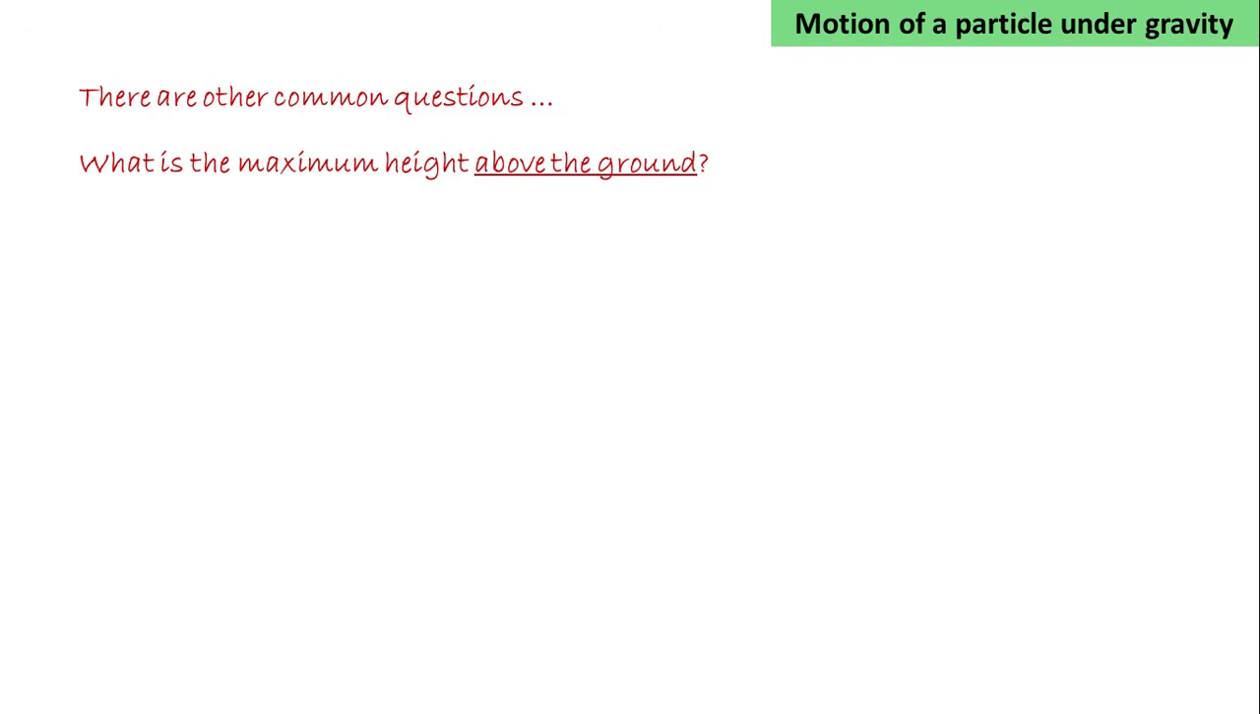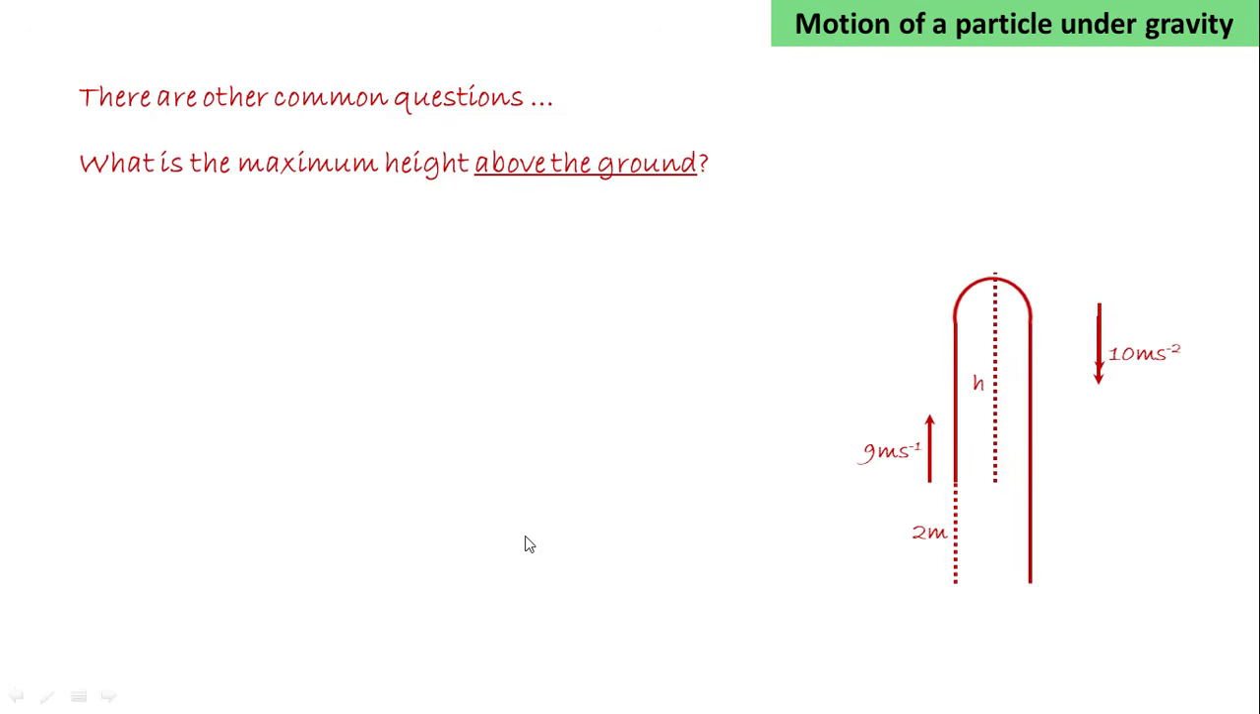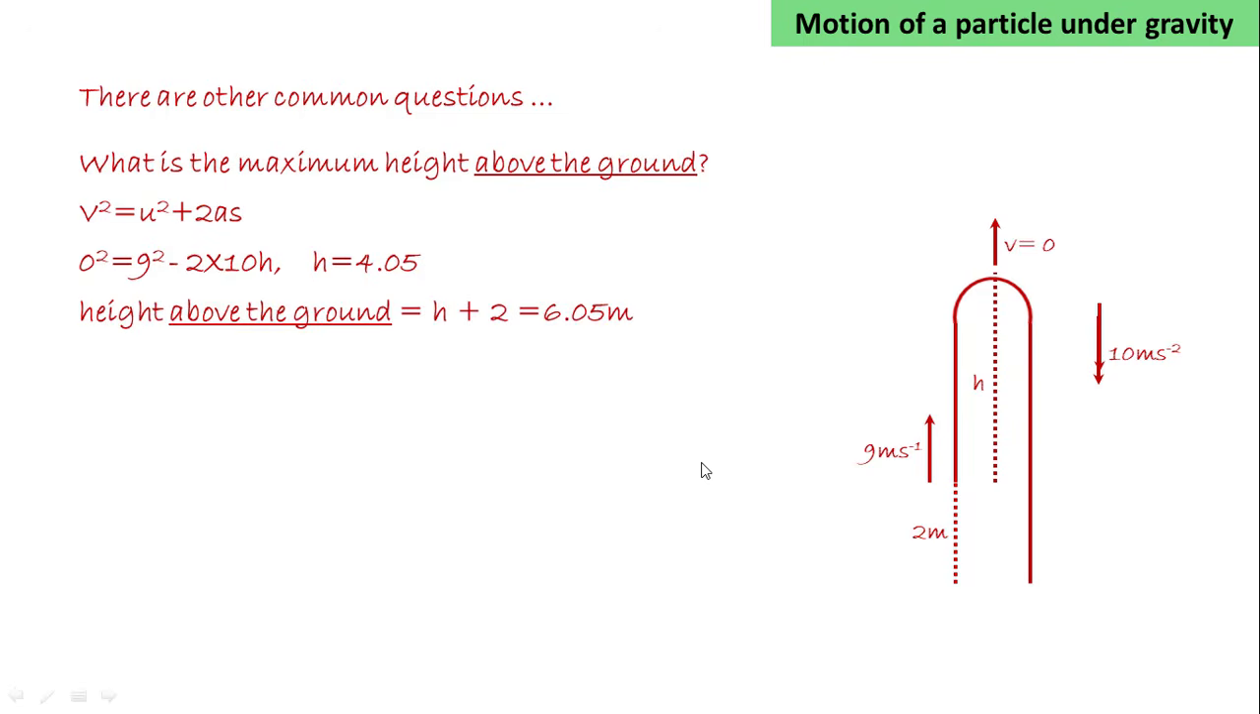There are other common questions, like what is the maximum height that the projection reaches above the ground? So again, let's draw a picture. We know at the top of the projection V equals 0. So here we use V squared equals U squared plus 2AS. So 0 squared equals 9 squared plus 2 times minus 10, the acceleration due to gravity, times the height above the point of projection. So here we get h equals 4.05. To calculate the height above the ground, we need to add 2 to give us 6.05 metres.